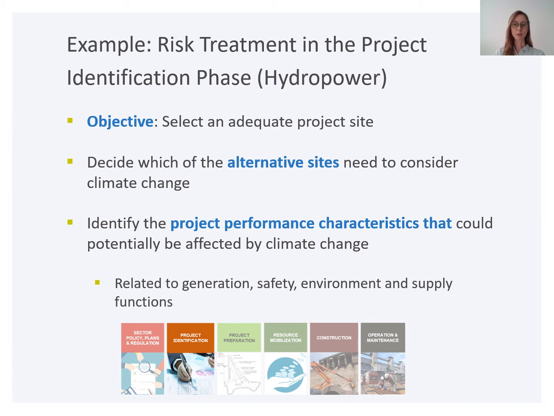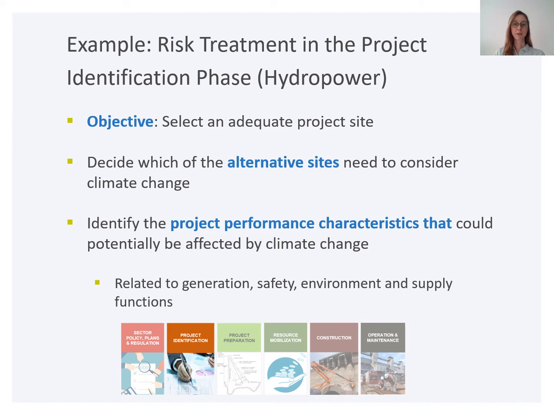Ideally, it should be possible to assess the different adaptation options' potential for increasing the resilience and flexibility of each of the different project sites. So you would start by using the identified risk levels for each of the alternative project sites from the risk assessment step into the overall assessment of these project alternatives. You'll want to decide which of the alternative sites need to consider climate change based on the risk assessment that you'll have done in a previous step.